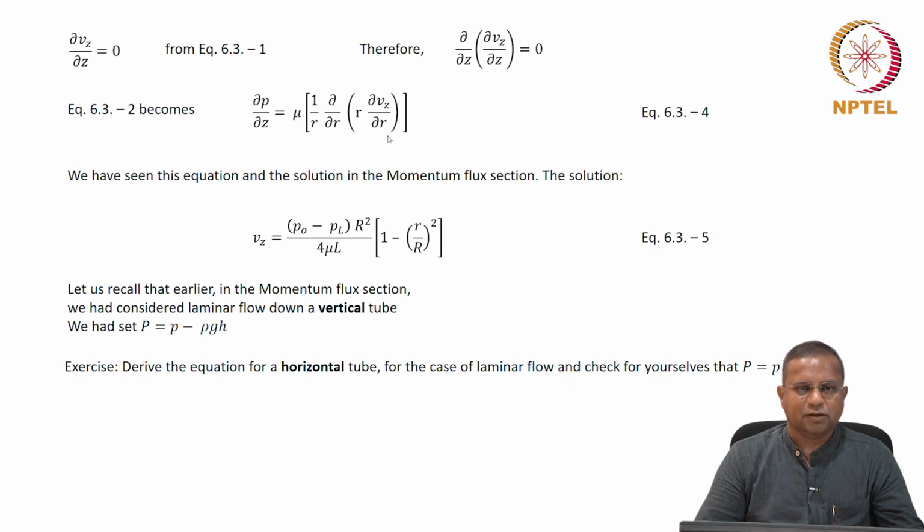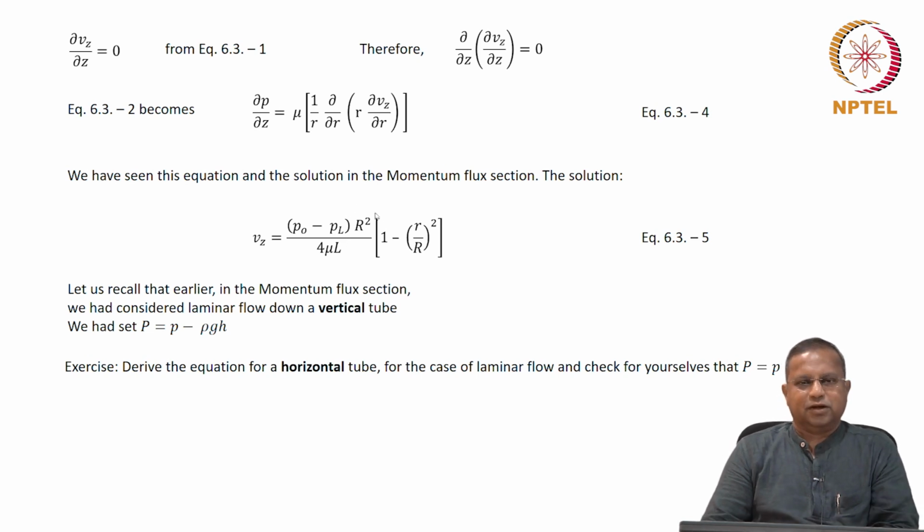Okay. And we have already seen this equation in the momentum flux section. Therefore, we have already solved it, and we can directly take the solution from that. It is exactly the same equation, exactly the same boundary conditions, and so on. Okay. So, Vz equals (P0 minus PL) R squared by 4 mu L times 1 minus (r by R) squared, the classic parabolic velocity profile.